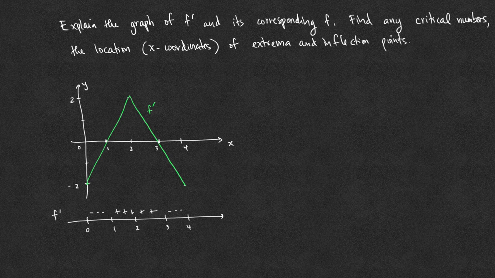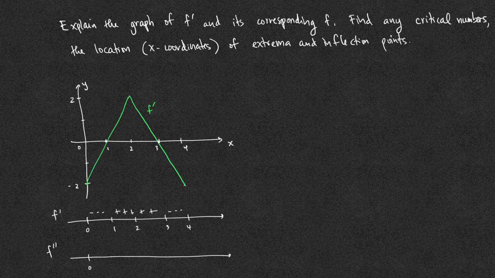We see that the function f is decreasing from 0 to 1, increasing from 1 to 3, and then decreasing again from 3 to 4. That is the graph of f. We then construct the sign chart for f double prime as well.